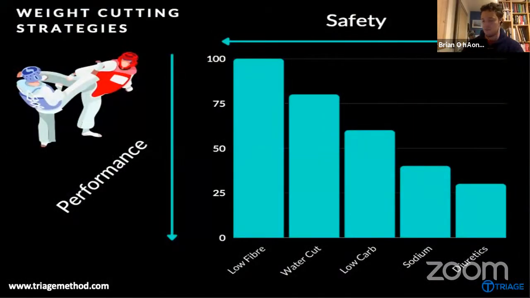And then there's an infographic just to show you visually how it goes down the chain in terms of what's going to affect your performance. So a low fiber diet won't affect performance at all. Water cut, not really. Low carb, again, this would assume that you're not having time to replenish, which you will. So it's not that critical for Taekwondo, but also you have the safety. The low fiber is the safest and has the least impact on performance.